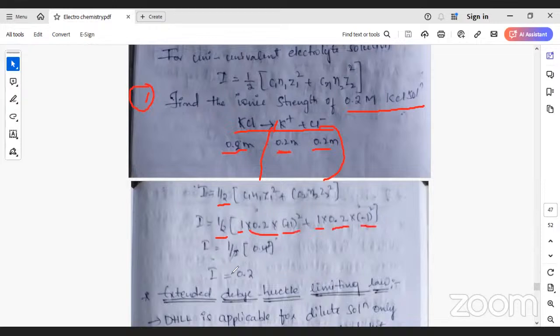Right? So by simplifying this, we get the ionic strength, that is 0.2. Right? 0.2.